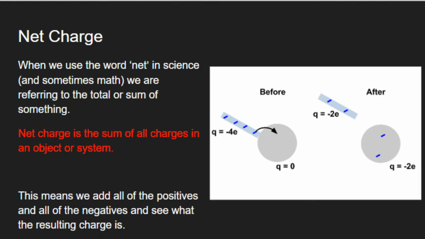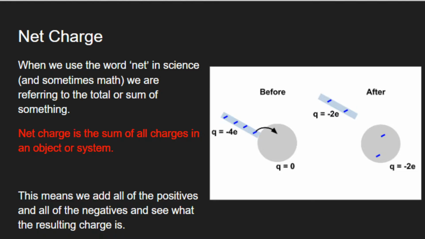So net charge. When we use the word net in science and in math, we're not referring to a physical net. We're referring to the total or sum of something. You might hear this in net force, or in economics like net worth. And when we say net charge, we mean the sum of all charges in an object or system.